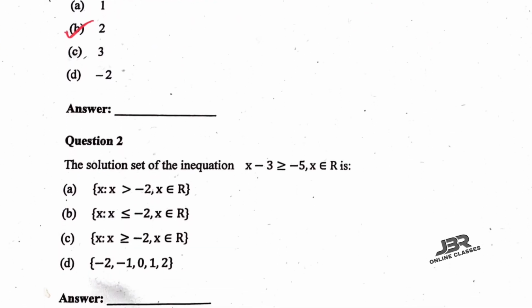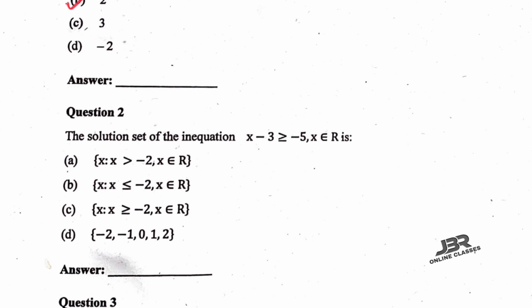Now next one, the solution of the inequation x minus 3 greater than or equal to minus 5, x belongs to R. So here your answer is x greater than or equal to minus 2. As here x minus 3 greater than or equal to minus 5, so x greater than or equal to minus 5 plus 3. So definitely x greater than or equal to minus 2.